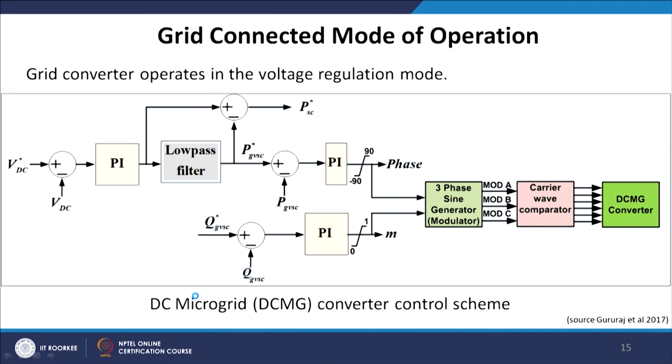And this is my DC microgrid converter control schemes. You could see the DC microgrid converter, and this is the VDC, which is an important variable in my given system. This is coming from my GVSC. All the variables and the control scheme are in place.